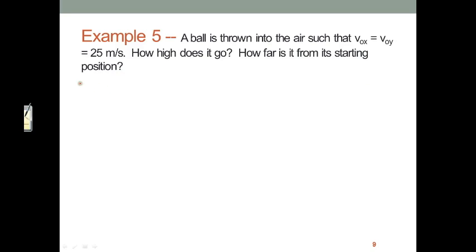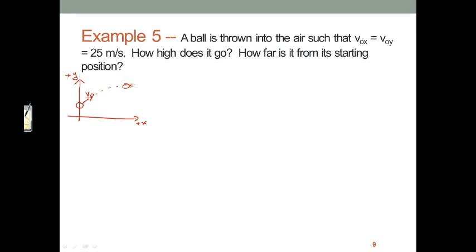Okay. So we're going to draw a picture. I'm going to let positive y be up and positive x be to the right, just as I have done with every example. The ball is initially launched like this, and we want to know what is it doing at the top of its trajectory. How high does it go?